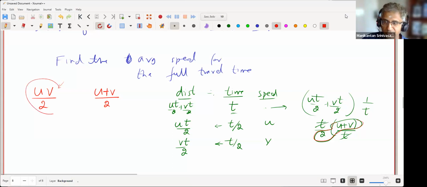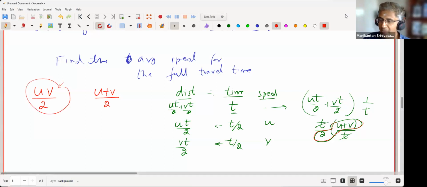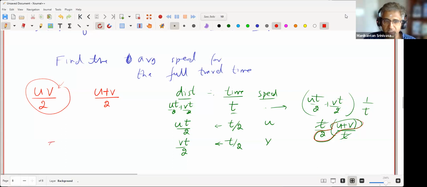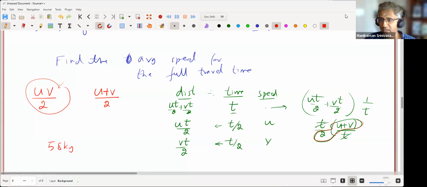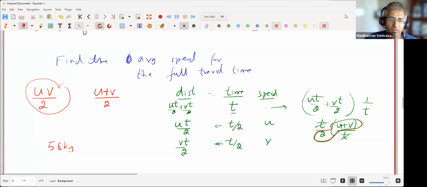Now, the problem with uv by 2 is that without knowing anything, I can say it's wrong. Why? Because there's something called units. For example, if someone asks you, what is your weight? If someone answers 58 kilogram, possible, may not be possible. If someone answers 1000 kilogram, it's still possible. Let's say I've not seen this person. Maybe 1000 kilograms is an overkill.